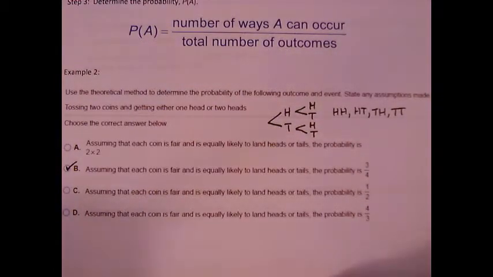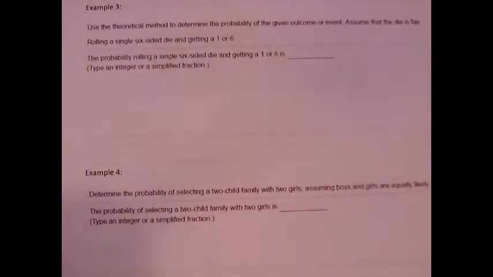Okay. Let's look at this next example. In this case, we're going to use a theoretical method to determine the probability of the given outcome or event. Assume that the die is fair. Let's talk about rolling a single six-sided die and getting a 1 or a 6.